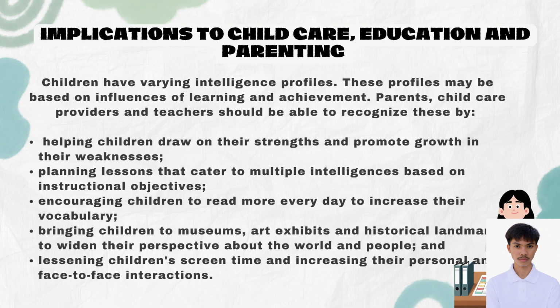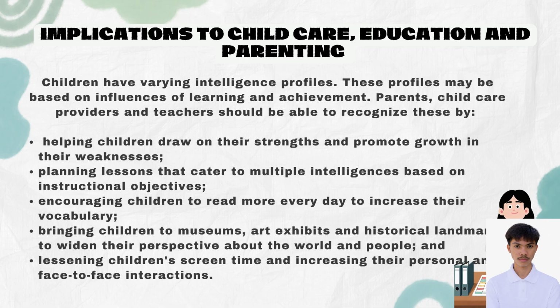Second is planning lessons that cater to multiple intelligences based on the instructional objectives. Teachers should design activities that match the different ways children learn, such as using pictures, music, or movement. This ensures that every child can understand the lesson based on their own intelligence profile. Third is encouraging children to read more every day to increase their vocabulary. Reading every day helps them discover many new words and ideas. This habit makes it easier for them to express themselves and understand more complex topics as they grow.